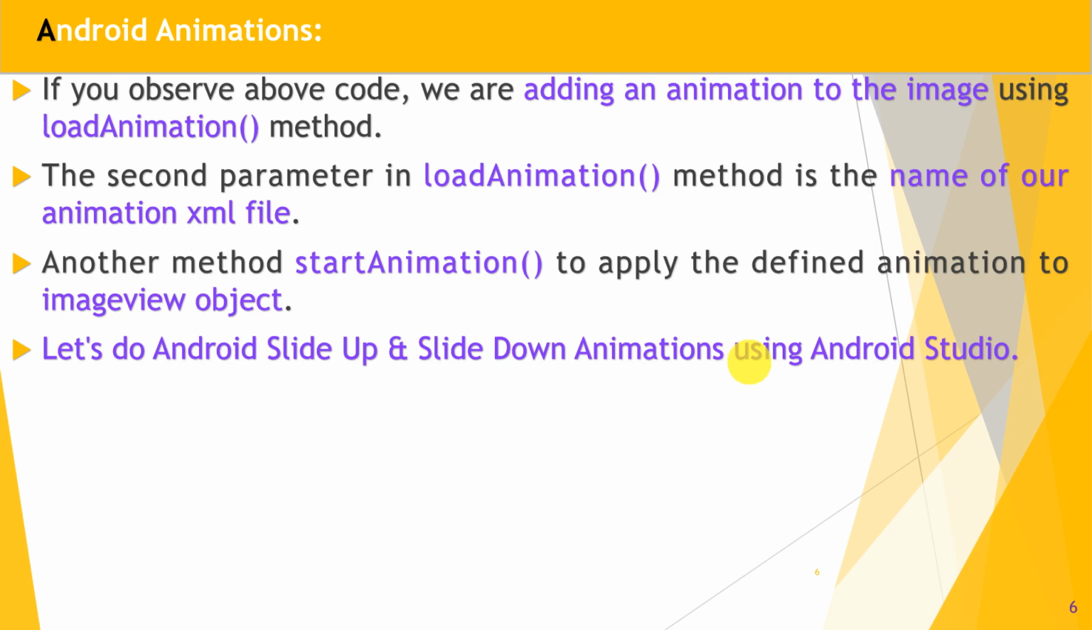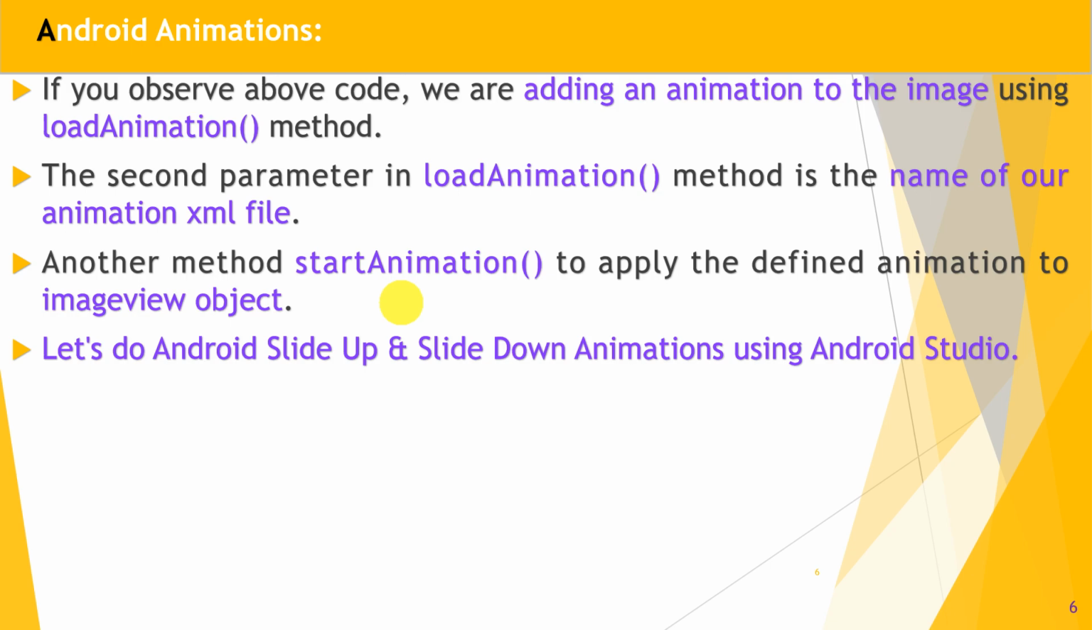Then the next step is to create an anim folder under the resource directory, and in that anim folder we have to create two XML files. One is slide down.xml and the other is slide up.xml. You have to write the animation code inside those files. Great. After that, use the load animation method and start animation method. Using these two methods we apply the animation on our image. Great. Guys, hope you understand. Now it's time for doing the activity using Android Studio.